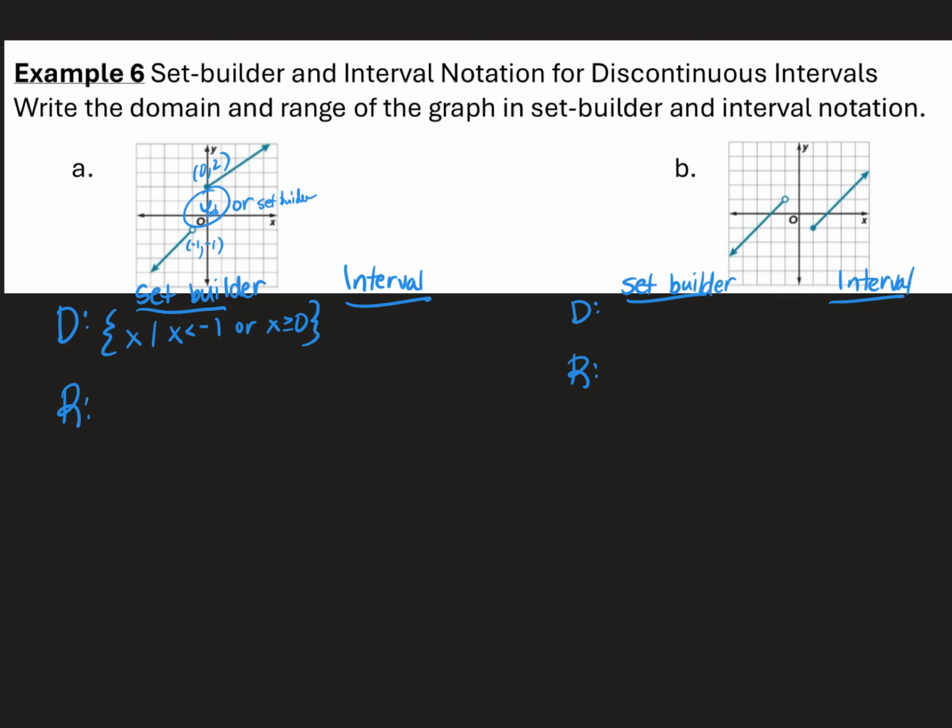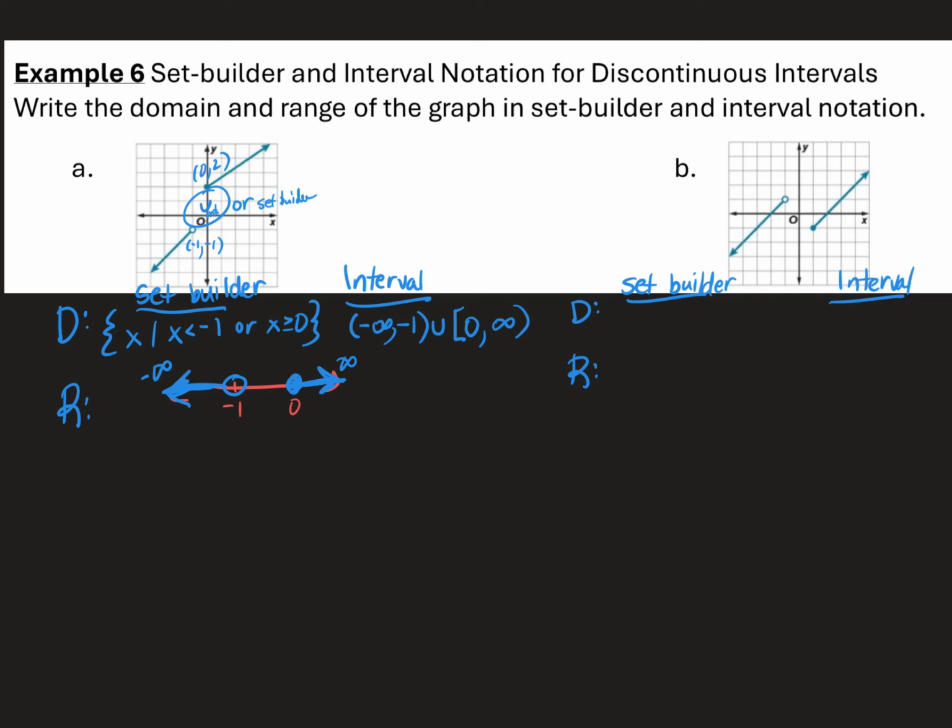In interval notation, let me draw a number line really quickly so that you can see that. Please do draw that as well. -1, 0, open, closed, less than -1, greater than or equal to 0. Read from left to right. So it would be from negative infinity to -1 with a parenthesis, union, bracket, 0 to infinity. That's interval notation for the domain.